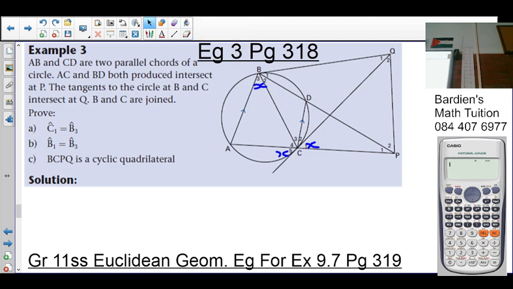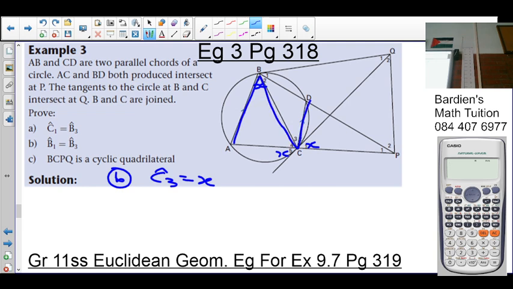So let's go with that quickly. We know that B1 is the same as C3. Can you see that? Tan chord theorem. But C3 is equal to x, alternate angles. For those of you who can't see it, there we go. C3 is equal to x. People, you guys can do this. Mustn't be like that with yourselves.